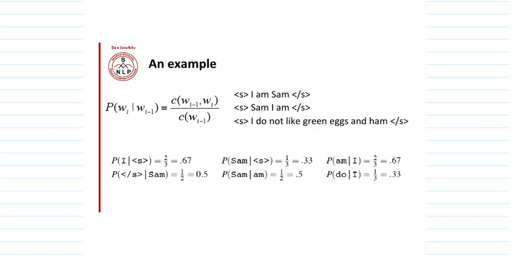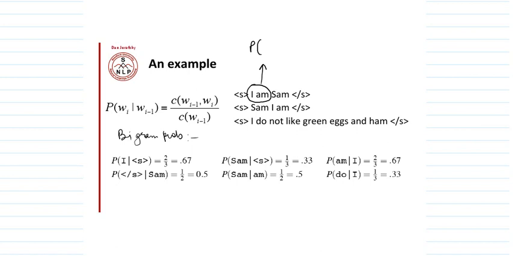So we can have a small example. Suppose this is a corpus: start of sentence I am Sam, end of sentence; start of sentence Sam I am, end of sentence; start of sentence I do not like green eggs and ham, end of sentence. And I have to calculate the bigram probabilities. So what are the different bigram probabilities that can be calculated with the help of this corpus? What is the probability of I am?